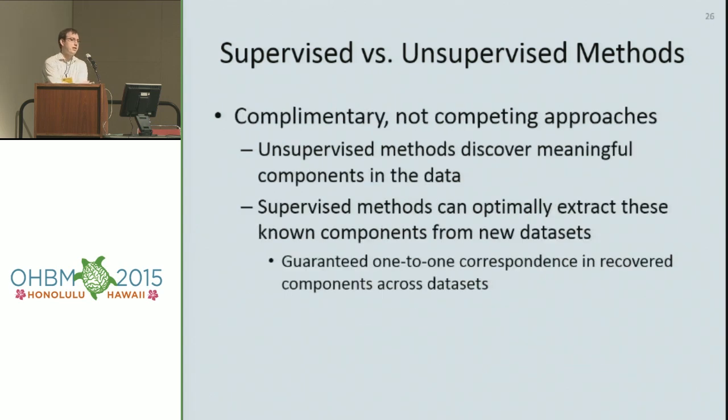So these are complementary, not competing approaches. Unsupervised methods discover meaningful components in the data. Supervised methods can then be used to optimally extract these known components from new data sets. And you're guaranteed a one-to-one correspondence in your recovered components if you use supervised learning.